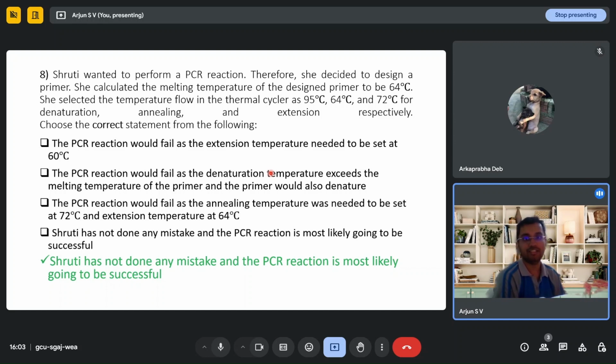She has set the denaturation, annealing, and extension temperature in the proper ranges. Denaturation will always be at 90 to 95 degrees Celsius, since the Taq polymerase can withstand those temperatures, and it will lead to the proper separation of the strands. Annealing should be at 64 degrees Celsius for effectively binding the primers to the template, and 70 degrees Celsius for extension, since the polymerase can act at that temperature.